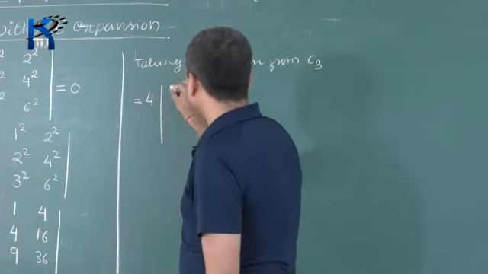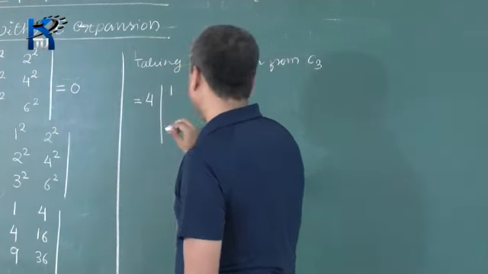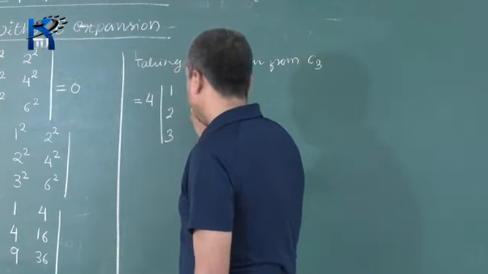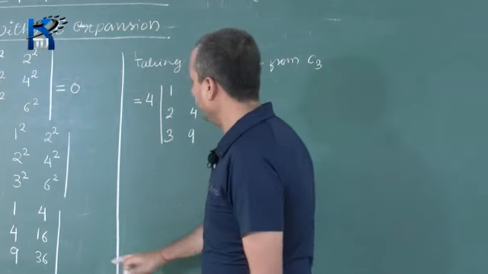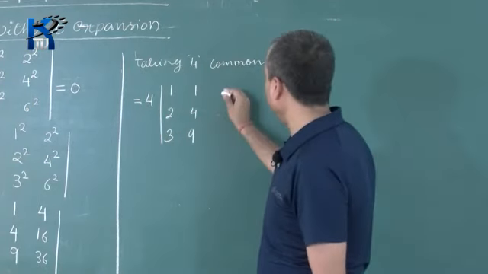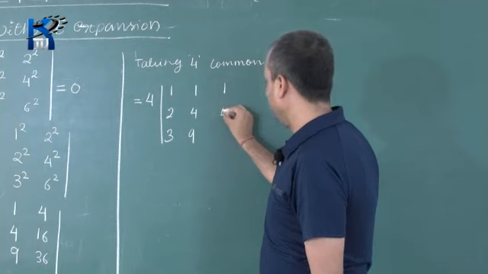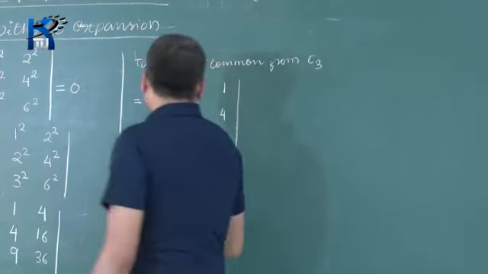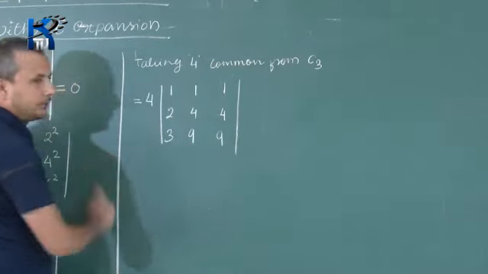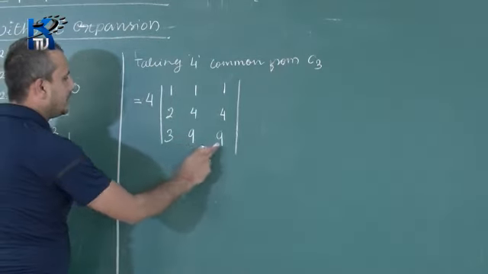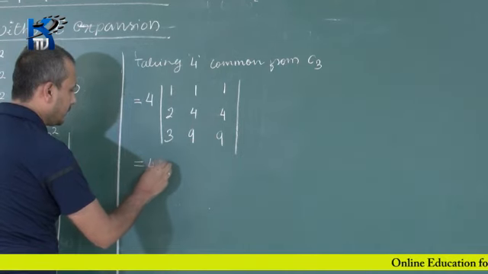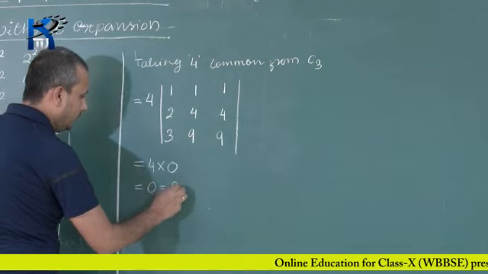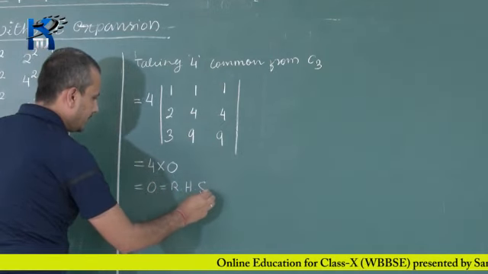Now the first two columns will remain the same, 1, 2, 3, 1, 4, 9. Then if I take 4 common, this column will be 1, 4, 9. Now the second column and the third column are identical. If any two columns are identical, the value of a determinant is equal to 0. So 4 into 0 is 0, which is equal to the right hand side.